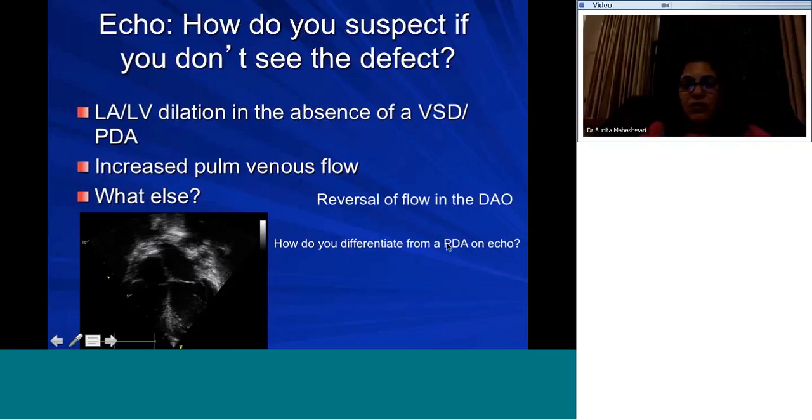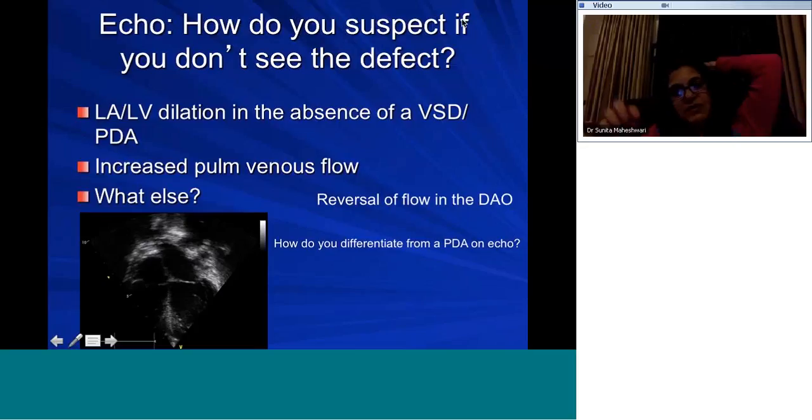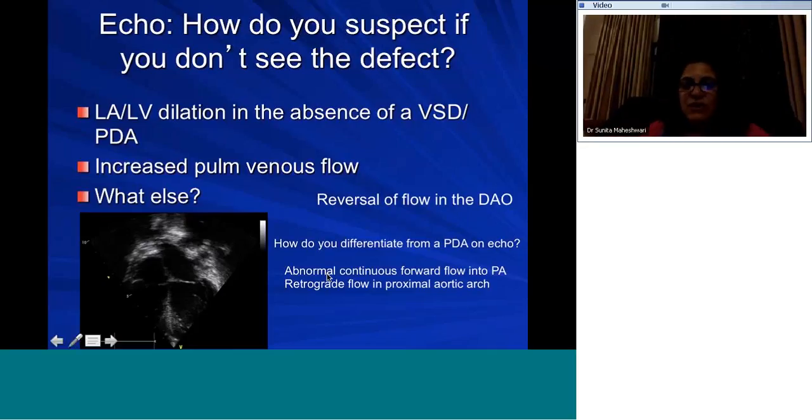Now, how do you differentiate from a PDA on echo? Obviously, when you have reversal of flow, in the PDA, it stops at the PDA level, whereas in AP window, it goes all the way to the arch. Is there any other echo finding that can help you differentiate these two, PDA and AP window? Any direction of flow in the pulmonary artery? So PDA reversal will be only till the transverse arch. AP window, it will go all the way into the ascending aorta. That's one. And the other thing you can look for is abnormal continuous forward flow.